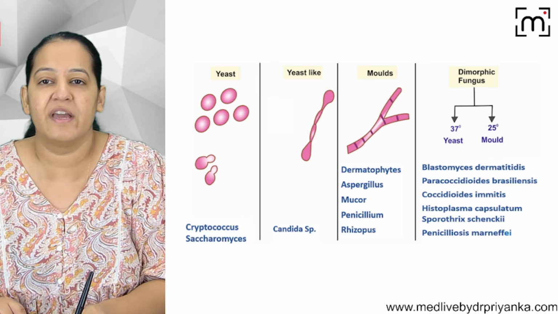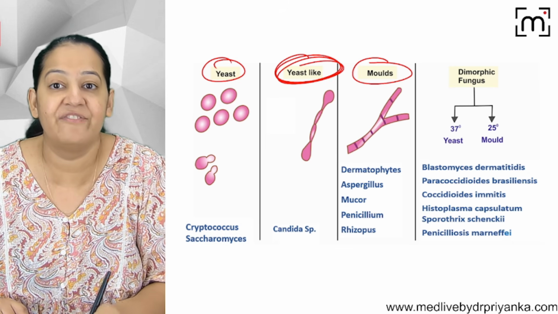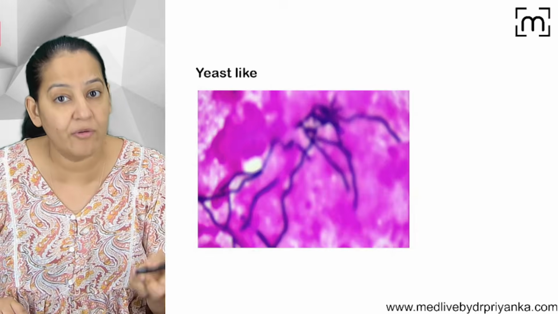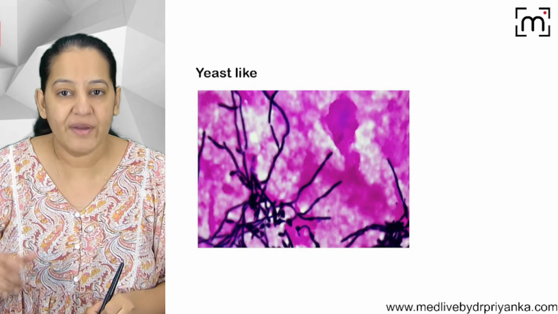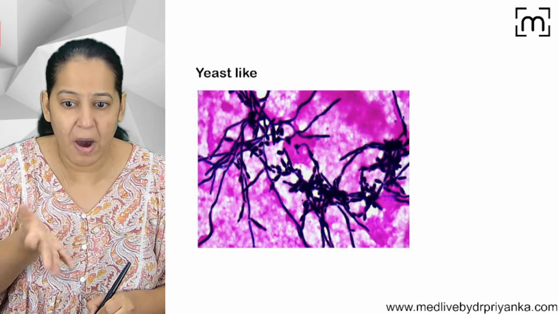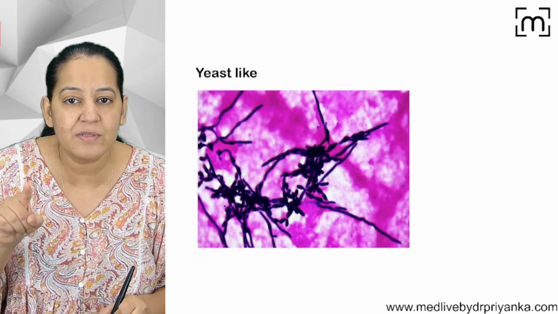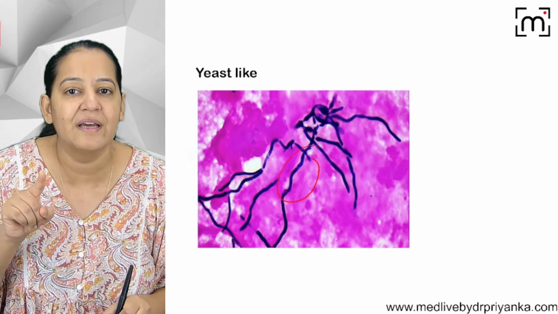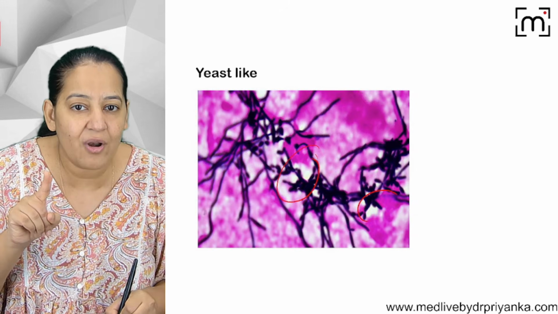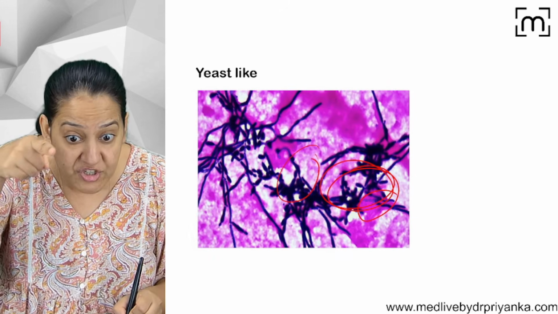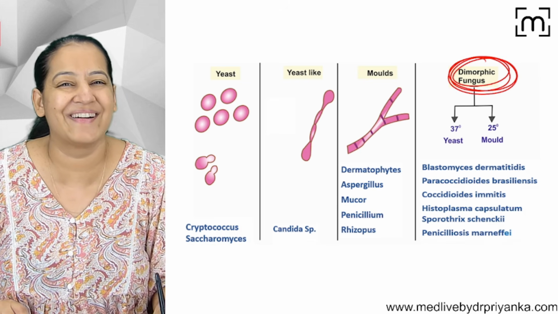That is mold. So we have seen yeast, we have seen mold, and now I am showing you yeast-like, which is actually yeast but looks like mold and has pseudo-hyphae. See this small video. You can see they all are elongated. You may feel it's mold. No, it's not mold. If you see closely, you can appreciate the constrictions in between. So these are not hyphae. Actually, these all are pseudo-hyphae. So it is yeast-like. And the last one is dimorphic fungus.